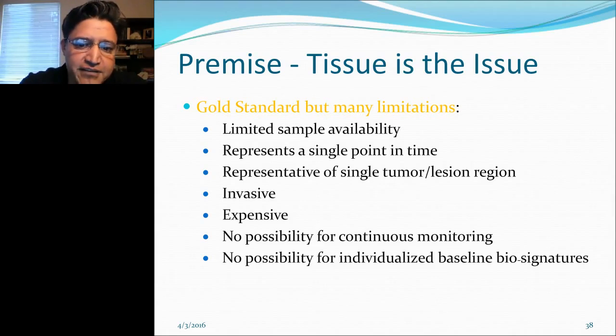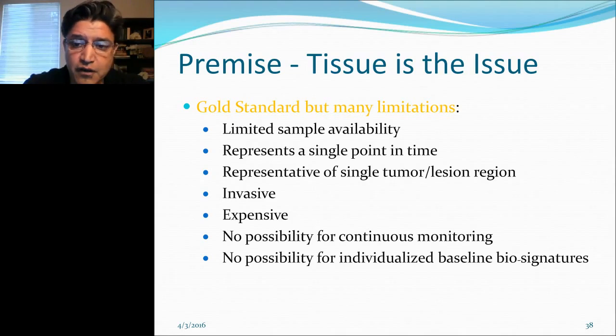Among those are limited sample availability, and that the biopsy or tissue obtained typically represents a single point in time. It also represents a small region of the lesion, unless it's a full surgical resection. Even within a tumor, it's been found that different regions have different characteristics, so your representation of that tumor may be limited. If you're looking at invasive cancer, you may not be representing those areas where the tumor has migrated, or even metastasis, which is of course the most important for survival issues. It's also an invasive procedure, and it can be risky for the patient. It's expensive, and there's no possibility for continuous monitoring, and no possibility for individualized baselines or biosignatures using tissue.